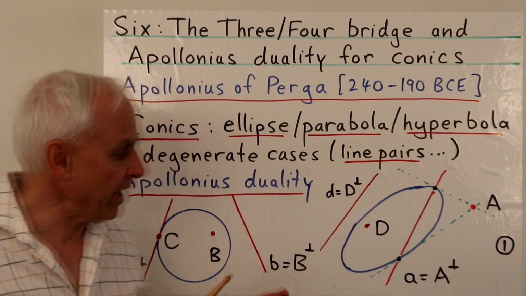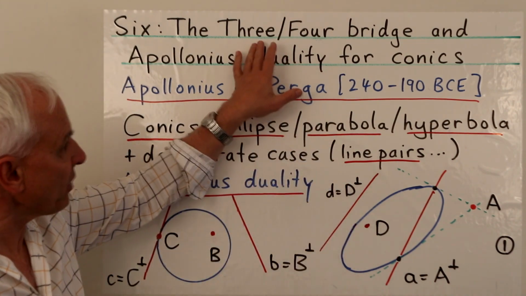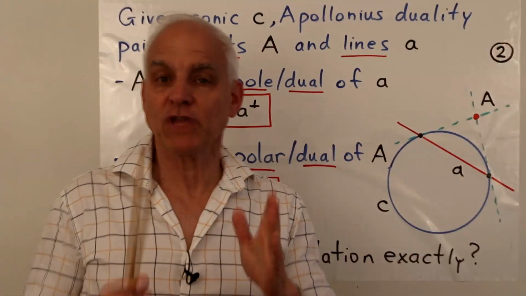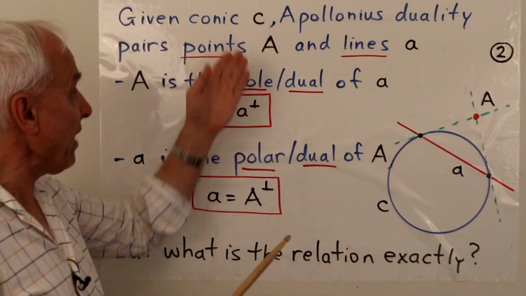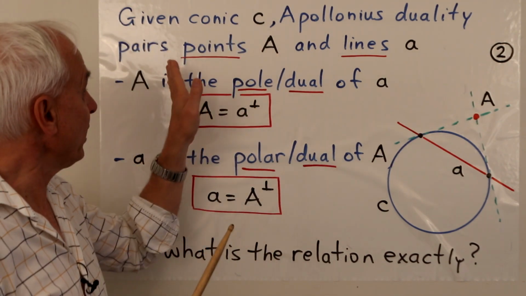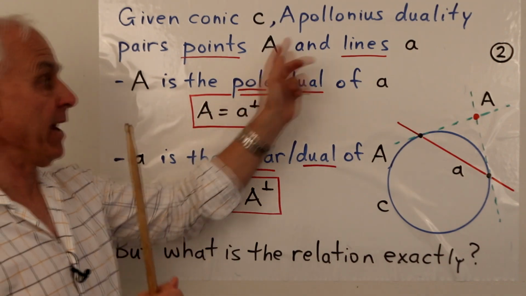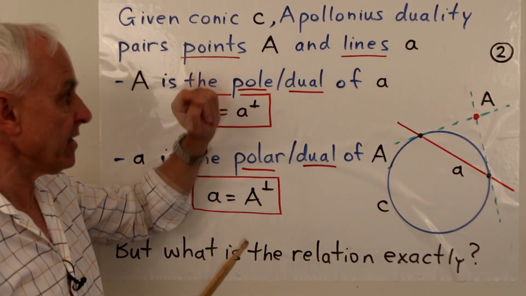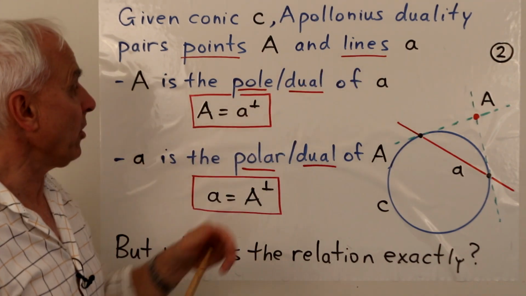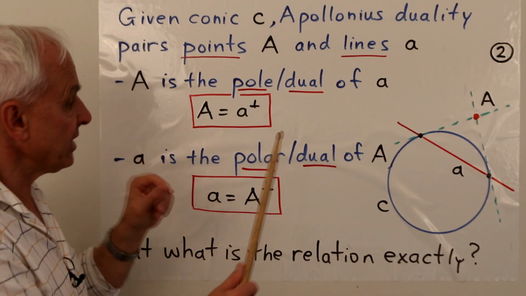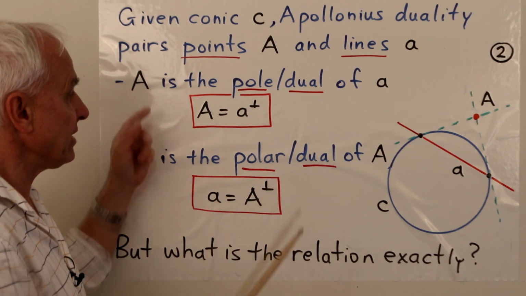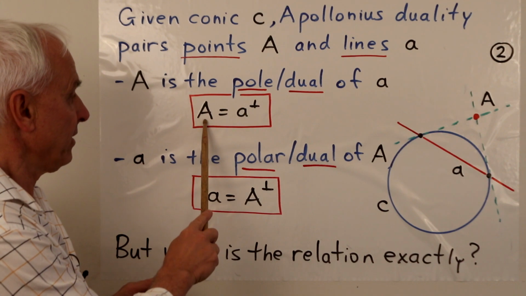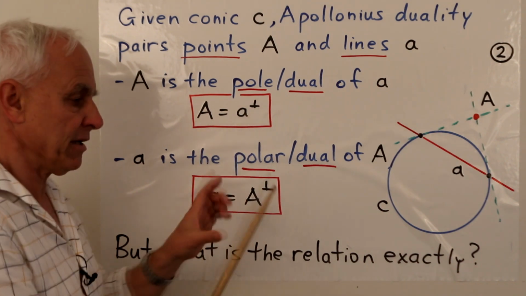Okay, so I want to explain the story here in the context of this 3-4 bridge that we've been discussing in our last video. So first, a little bit of notation. Suppose that we have a fixed conic C. Then Apollonius duality is going to pair points capital A and lines little a. So let's adopt this convention that points in this context are given by capital letters and lines by smaller letters. Then the correspondence is such that we'll say that capital A is the pole or dual of little a. And we'll write that like this, that A is little a with a little perpendicular sign.